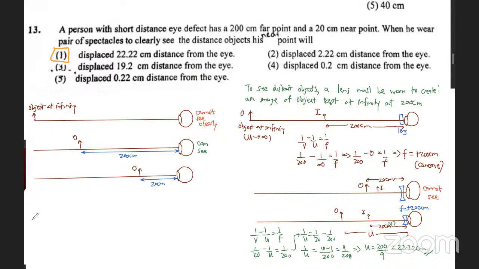What do you call that? Range of vision when wearing lens. Tell me now. Range of vision when lenses are not worn. What is the range of that person's vision? That is 20 centimeter to 200 centimeter. He can see only between 20 to 200.